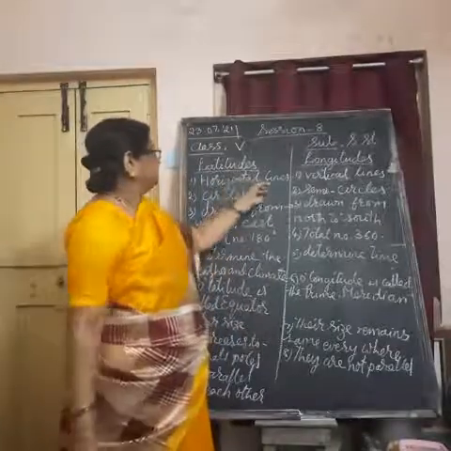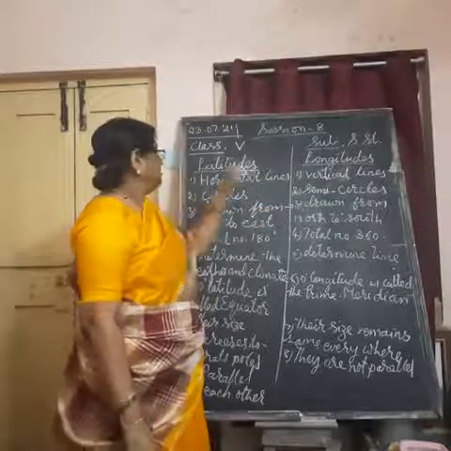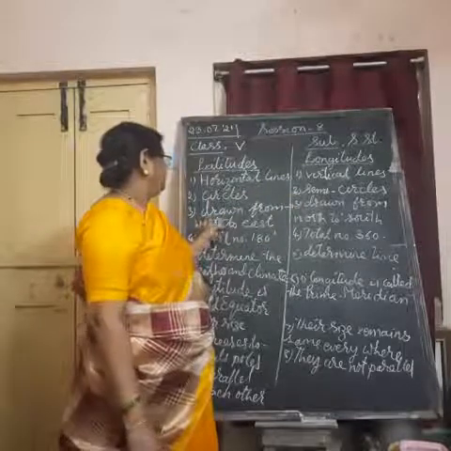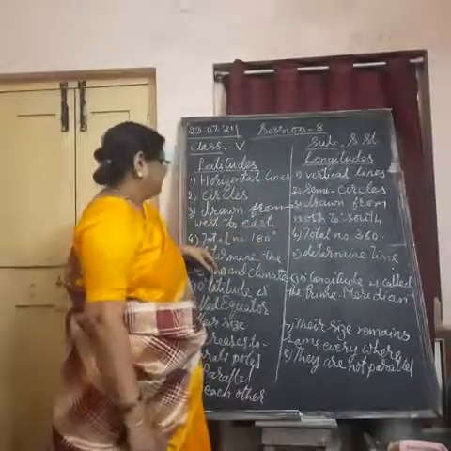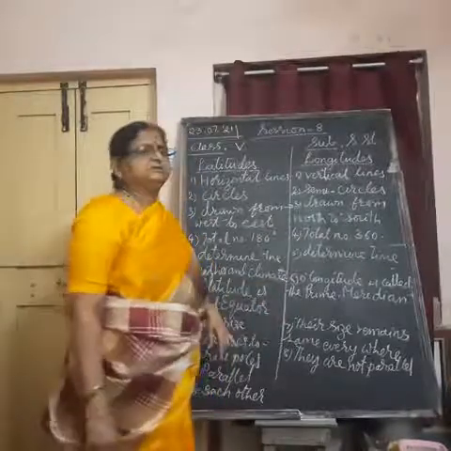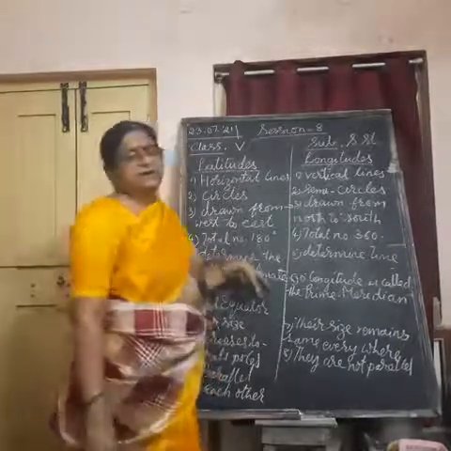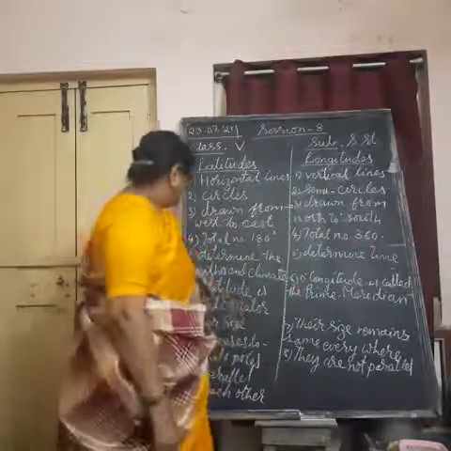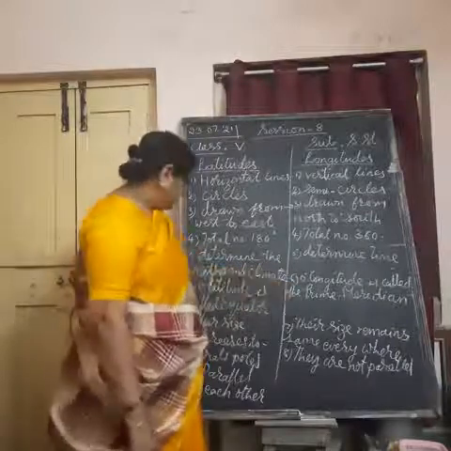Latitudes are the horizontal lines, longitudes are the vertical lines. Latitudes are circles, longitudes are semicircles. Latitudes are drawn from west to east, longitudes are drawn from north to south. Total number of latitudes is 180 degrees. Total number of longitudes is 360 degrees. Latitudes determine the weather and climate of a place, whereas longitudes determine the time of a place. 0 degree latitude is called the equator, 0 degree longitude is called the prime meridian.